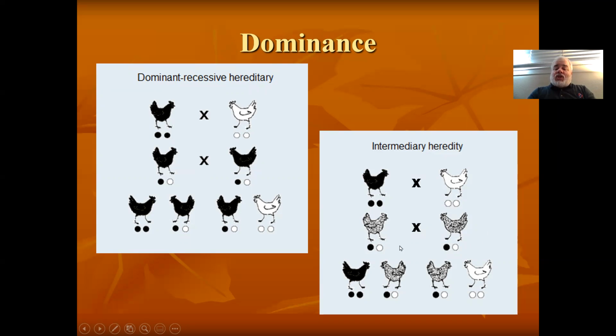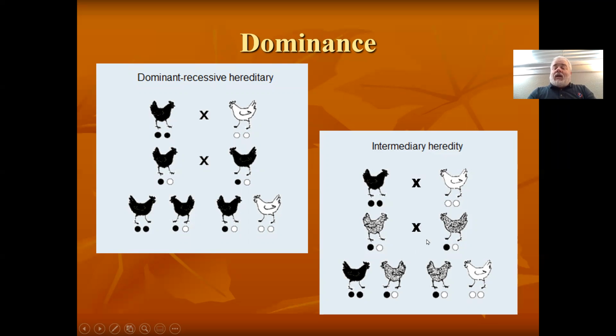But in these chickens, it's different. They have a different coloring model with an intermediate dominance or partial dominance. Intermediary heredity, where a black allele and a white allele makes a gray. And that happens in many cases as well.